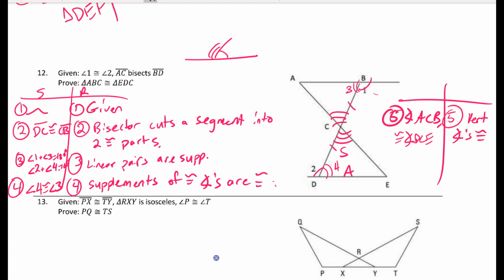Well, now I have angle, side, angle, so I have enough to say the triangle ABC is congruent to triangle EDC by angle, side, angle again.